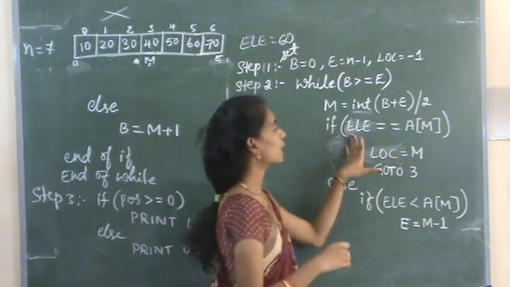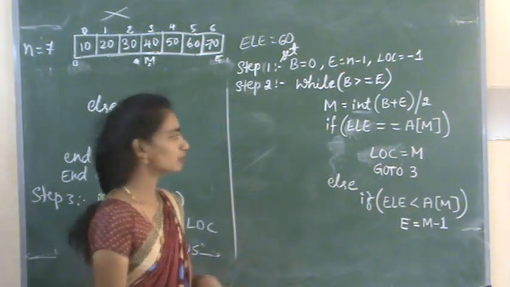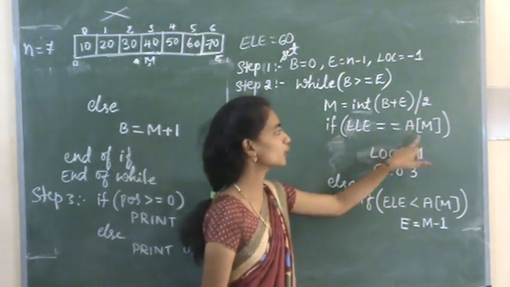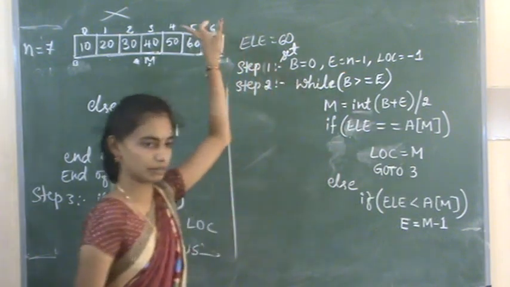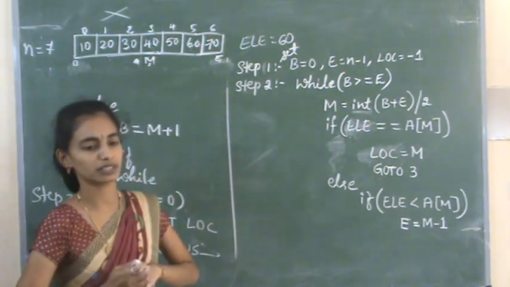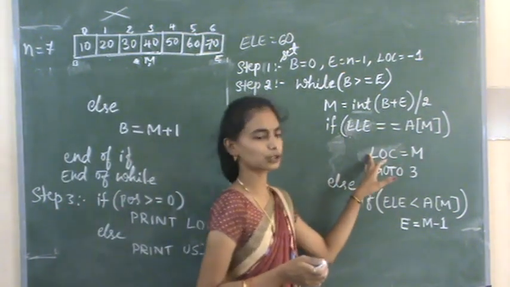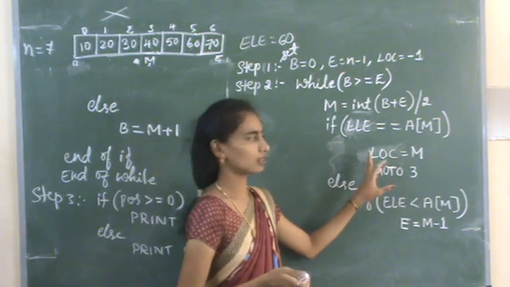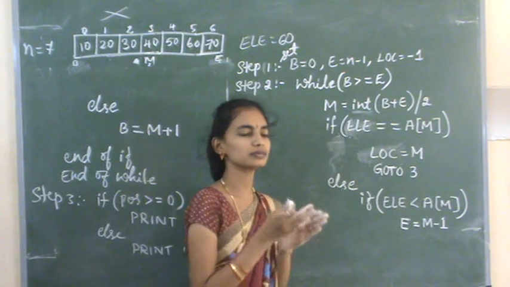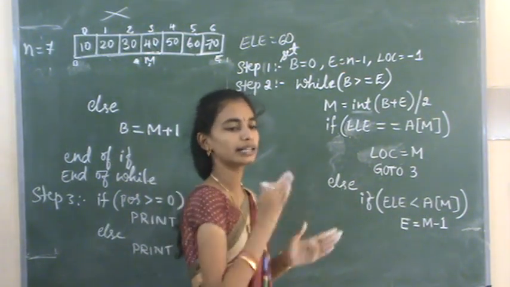So for that we have three conditions. Okay. So first we are checking whether the search element is equal to the mid element. Okay. So we search whether it is equal to the mid element. Okay. So if it is equal, we will assign that mid position to the location. If it is not, we are checking whether this element is either less than or greater than.